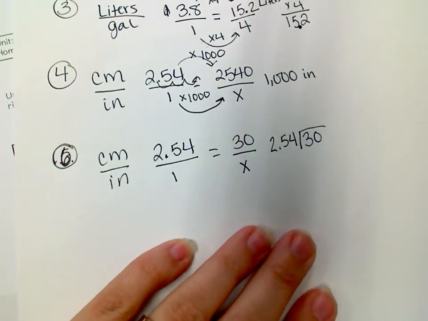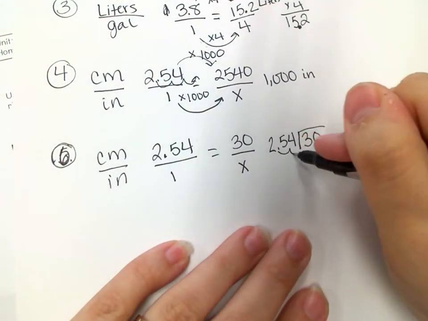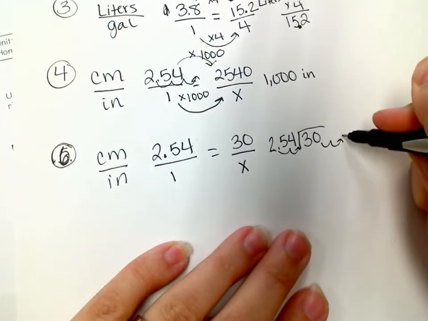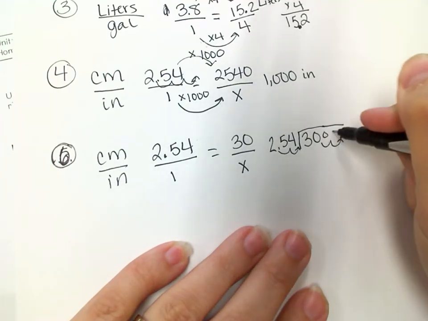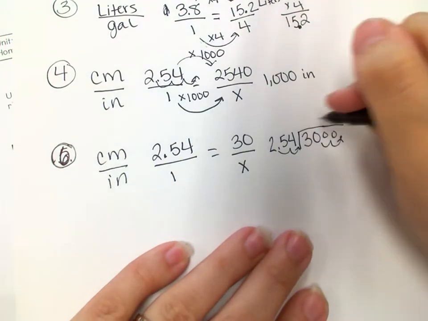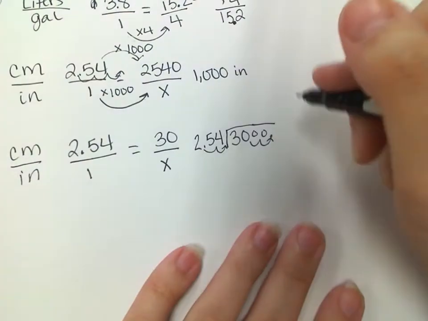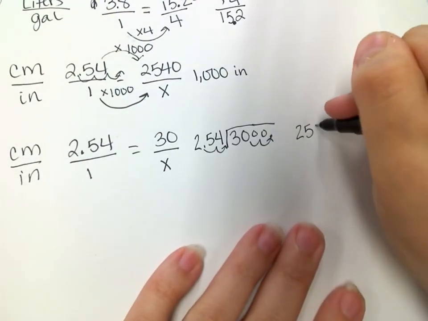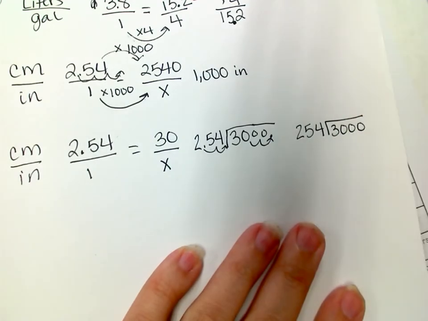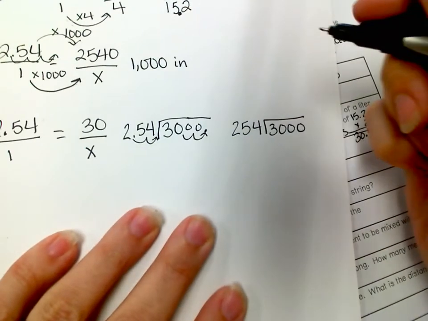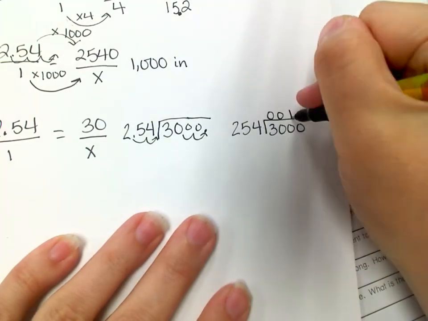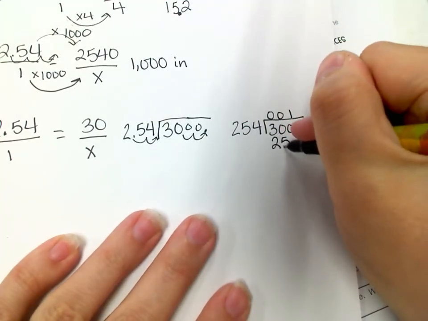I can't have a decimal in my divisor, so I'm going to have to move it over 2 places. So right here, I would move that 2 places. So I'm going to add some zeros there. So now I can divide. I'm just going to rewrite this division problem so it doesn't look so messy. Okay, 254 does not go into 3 or 30, it goes into 300 once, which is 254.